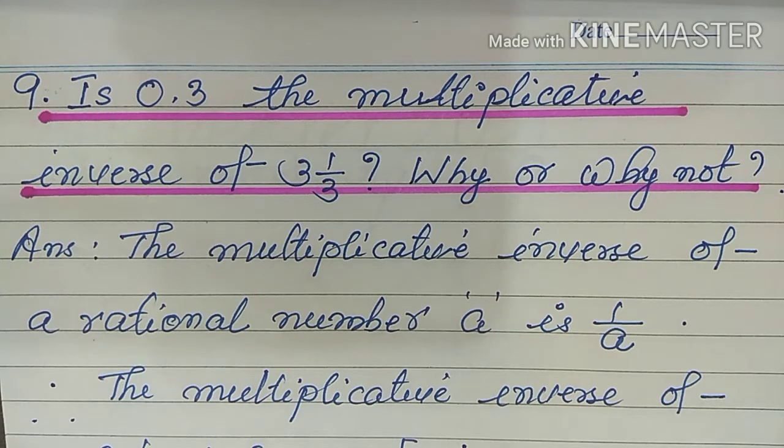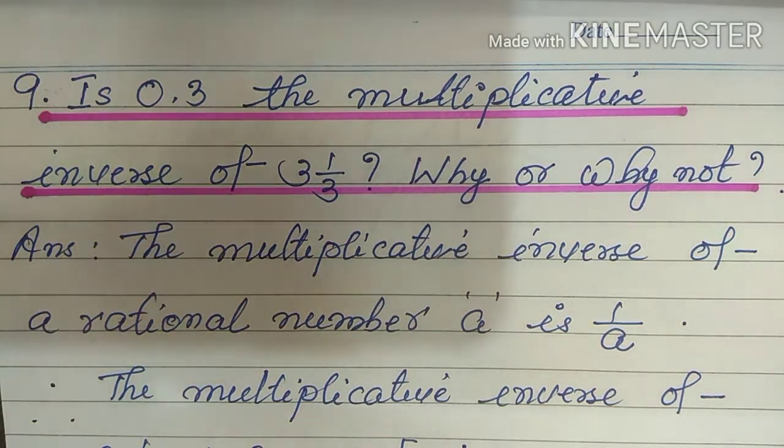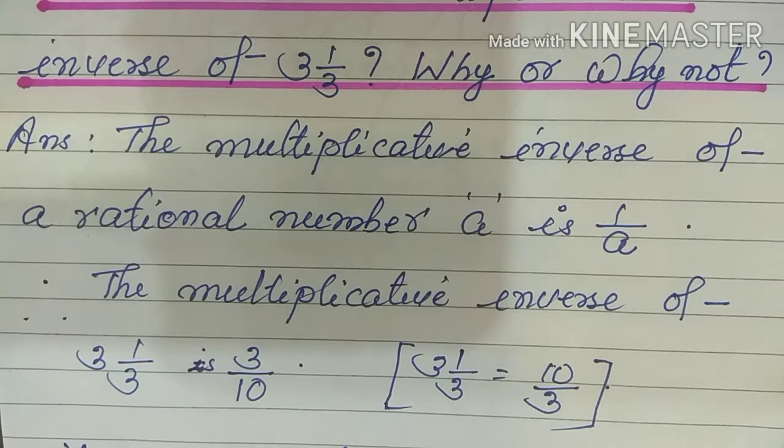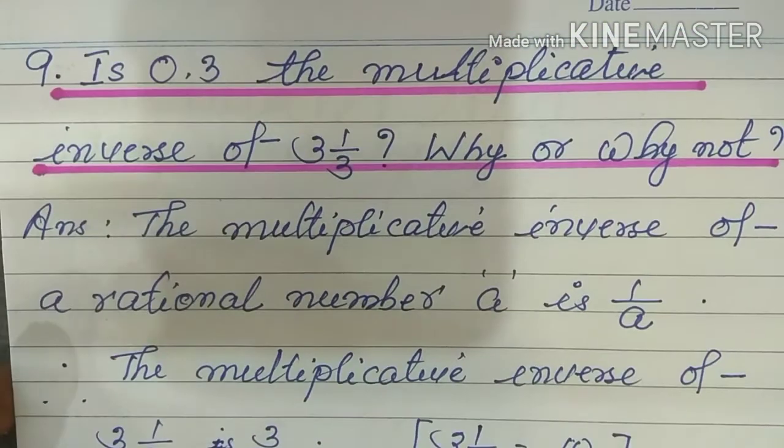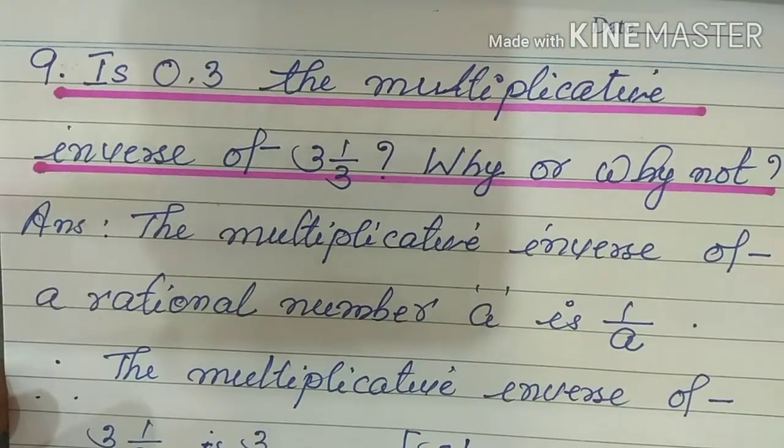So, before finding the reciprocal, we have to change 3 1 by 3 into improper form. So 3 3s are 9 plus 1, that is 10 by 3. On solving 3 1 by 3, we are getting 10 by 3. Now it's simple to find out the reciprocal. The reciprocal of 10 by 3 is 3 by 10. 3 by 10 is equal to 0.3. So the answer is correct.